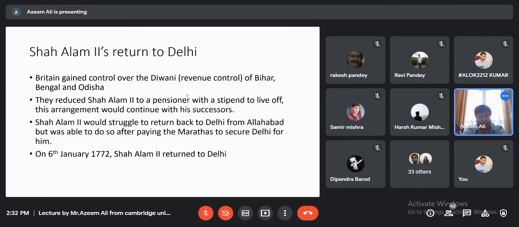Britain gained control of the Diwani, or revenue control, of Bihar, Bengal, and Odisha, and they reduced Shah Alam II to a pensioner with a stipend to live off. This arrangement would continue under his successors. Shah Alam II actually struggled to get back to Delhi from Allahabad, but he was able to do so after the Marathas were paid off to secure Delhi for him. And on the 6th of January 1772, Shah Alam II returned to Delhi.